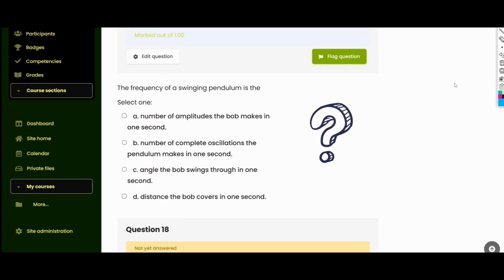So question 17. The frequency of a swinging pendulum is D. So this question, we can derive from the definition of frequency, which is the number of oscillations a body completes in 1 second. So the number of oscillations the pendulum makes in 1 second. So that's D.